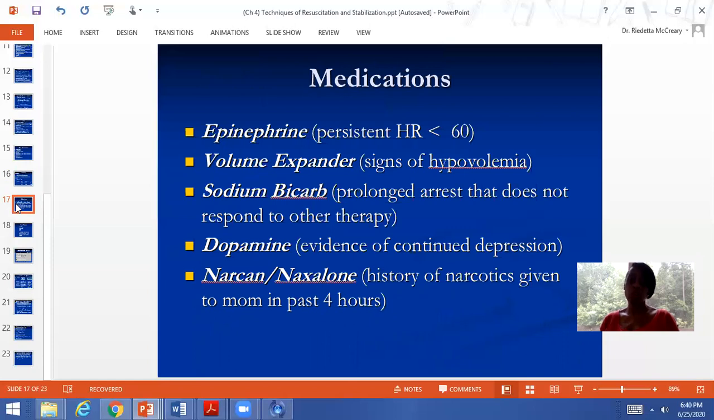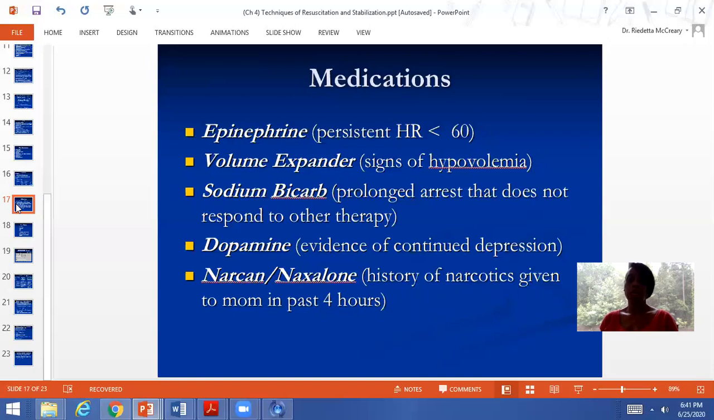So if we know that they have been bleeding out or have been losing volume, then we need to volume expand them once they get here. Sodium bicarb is another drug that we may need to consider if we've been coding this baby for a while and they don't seem to respond to any other therapy. They may need some sodium bicarb.